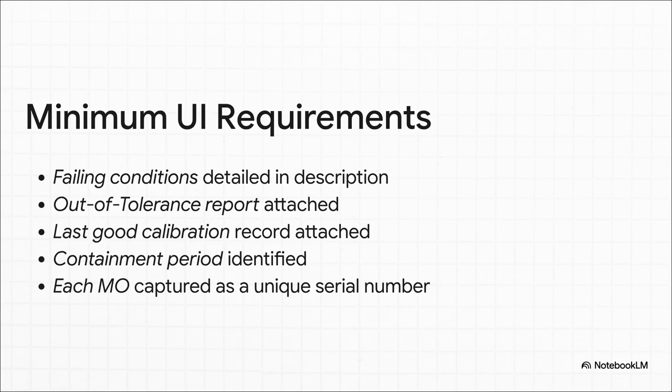Now, this is your checklist for a perfect UI. This is non-negotiable. According to QSI 1201, you have to include the specific failing conditions in the description. You've got to attach the vendor's OOT report and the last known good calibration record. You need to identify the exact containment period. That's the window of time between the last good cal and now. And this is a big one. Every single manufacturing order, or MO, that tool touched needs to be captured as its own unique serial number. A complete UI is what makes a fast, effective disposition even possible.